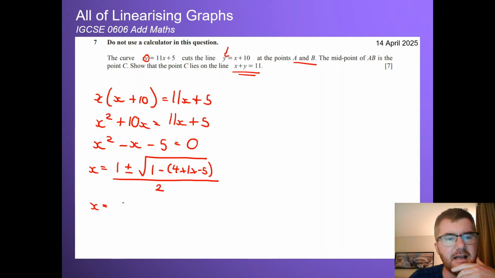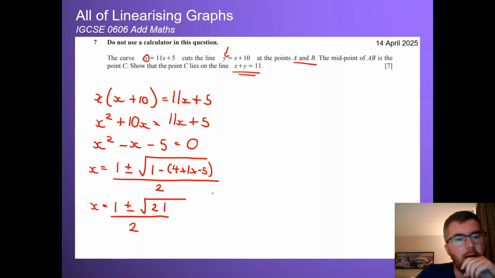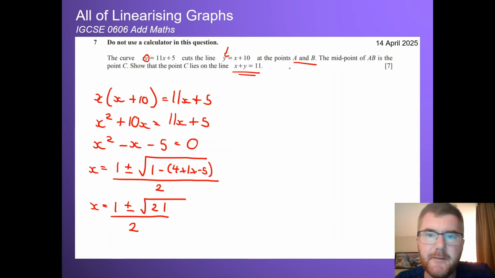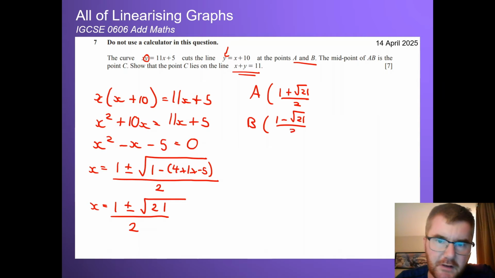If we simplify this down, we get 1 plus minus. You need to be quick at doing this as well, add maths. 4 times minus 5 is minus 20. 2 minuses make a plus, so we get root 21 over 2. Okay, so you've got the 2 values of x here at the points A and B. So that gives us the x values of A and B. So we can write down A and B. We have 1 plus root 21 over 2. B has 1 minus root 21 over 2, or the other way around.